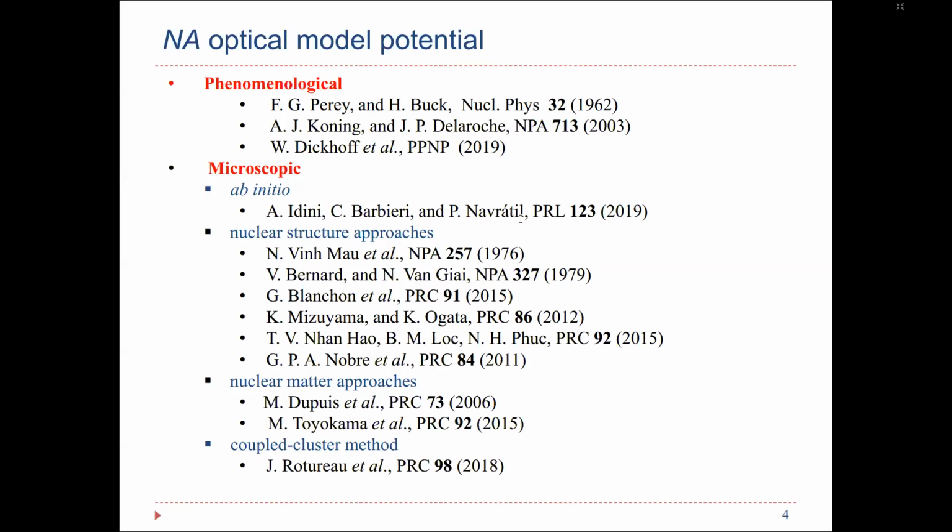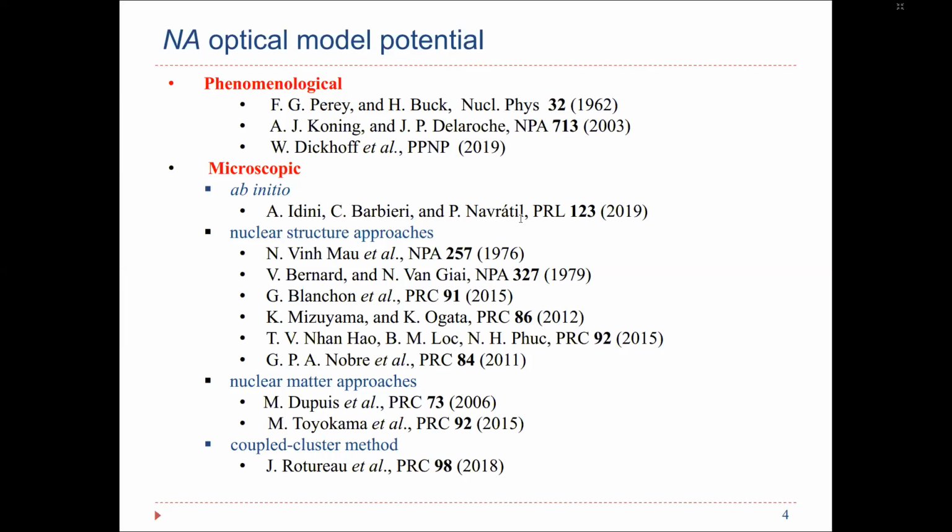Another way to generate the optical potential comes from the microscopic approach, and I can divide it into many ways, like ab initio from nuclear structure approach, nuclear matter approach, and coupled cluster method. You can find a very nice review from Dr. Bonaccorso and Professor Dickhoff. They wrote a very nice review of this kind of optical potential.